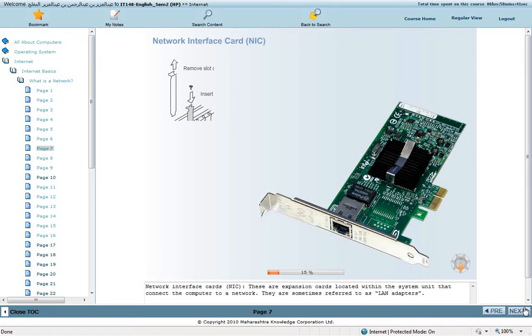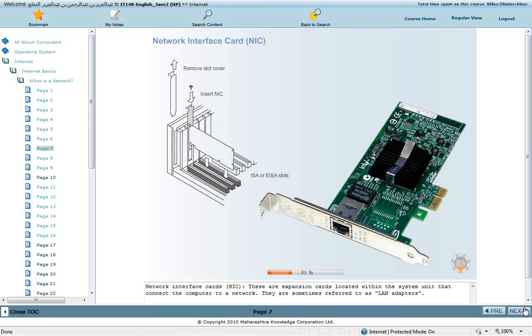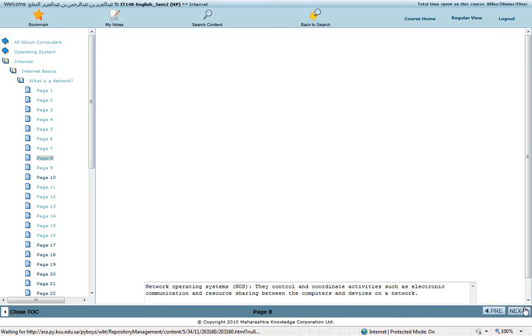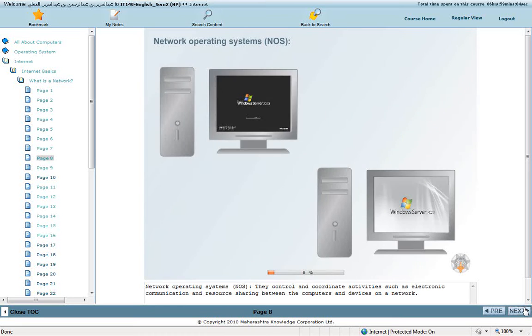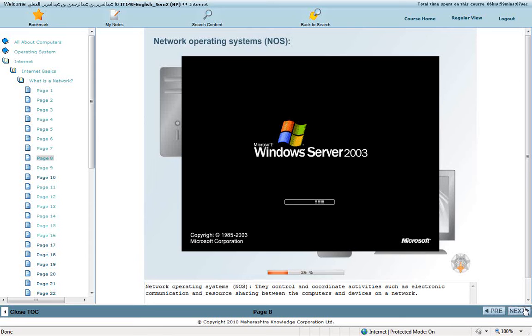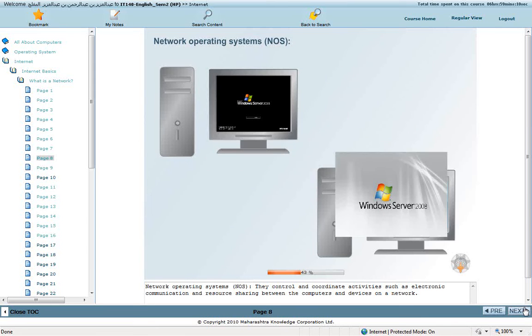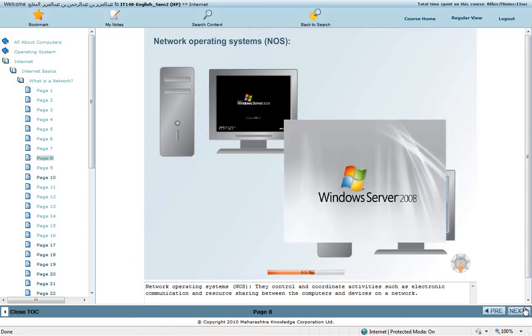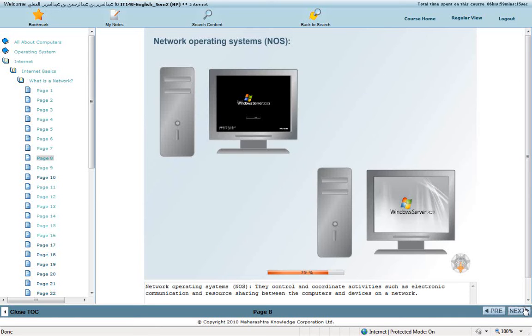Network Interface Cards, NIC. These are expansion cards located within the system unit that connect the computer to a network. They are sometimes referred to as LAN adapters. Network Operating Systems, NOS. They control and coordinate activities such as electronic communication and resource sharing between the computers and devices on a network.